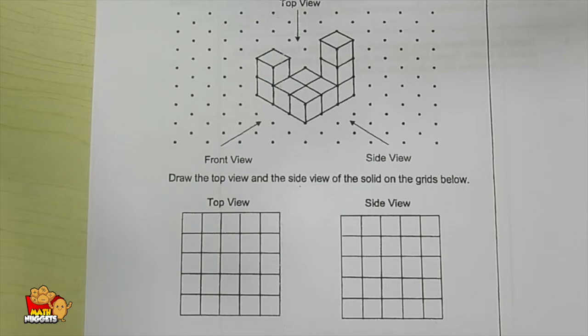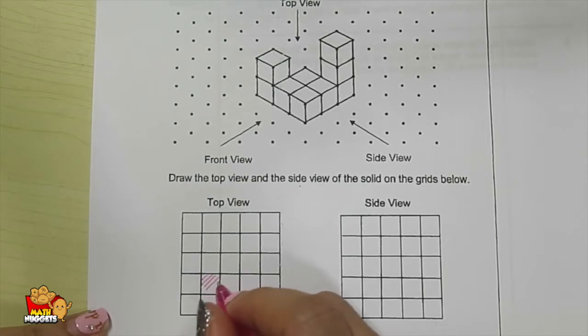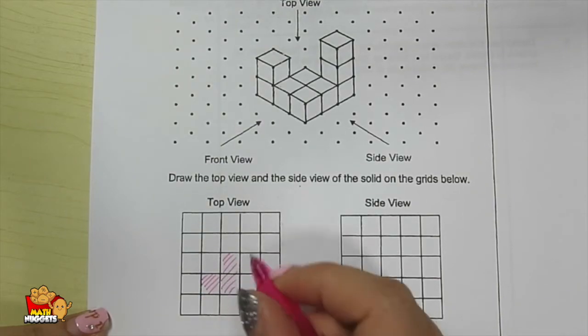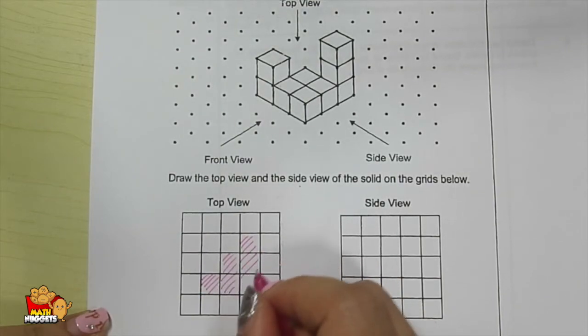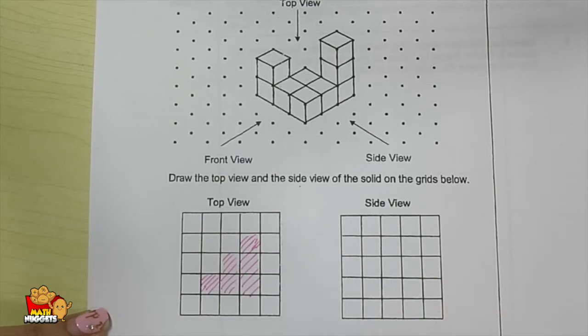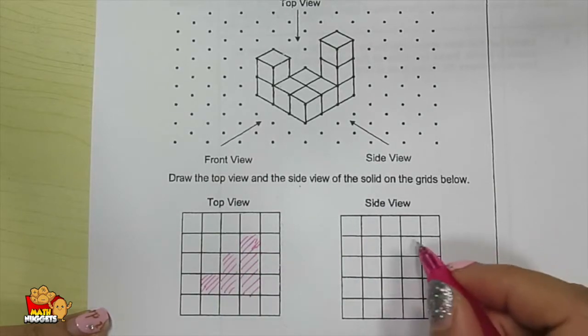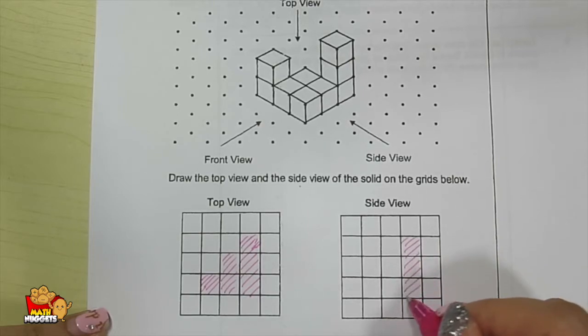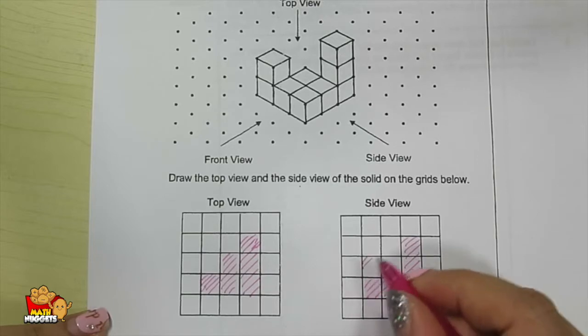So we need to draw the top view and the side view of this solid. Top view would be 1 here, 2 here, and 3 here. This is how the top view will look like. For the side, I know I have 3 this way, and I have 3 at the bottom, and then there's 1 sticking out here.